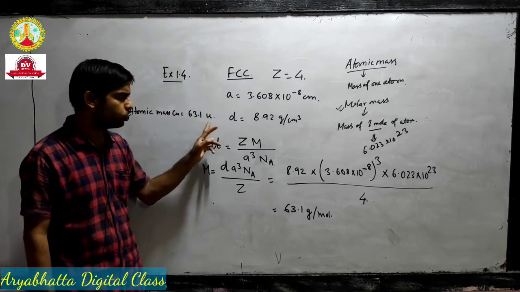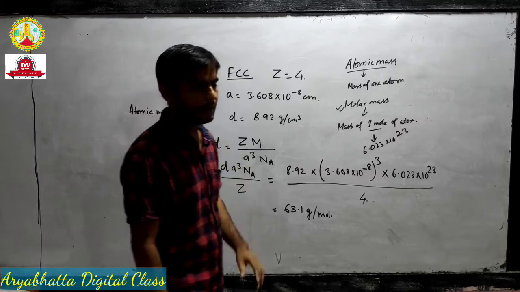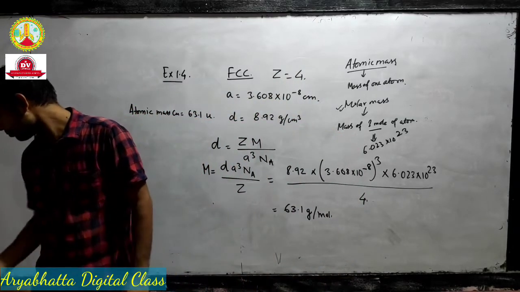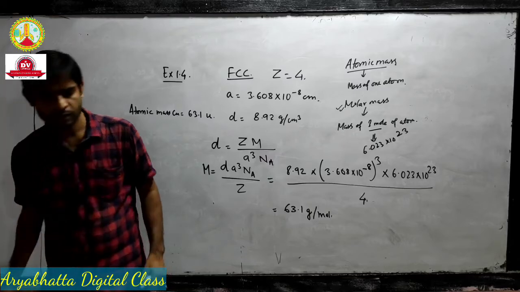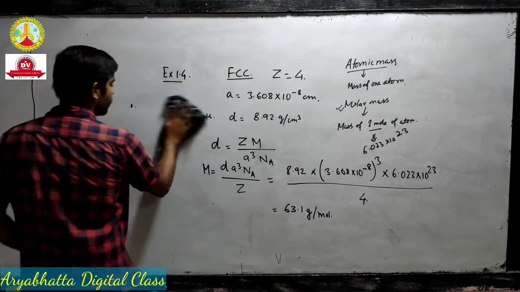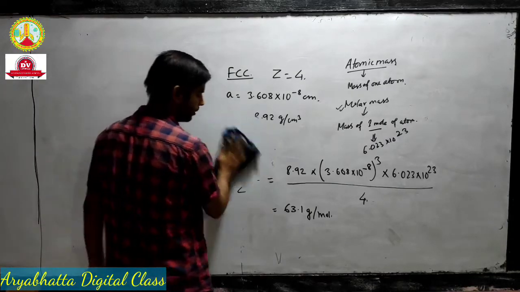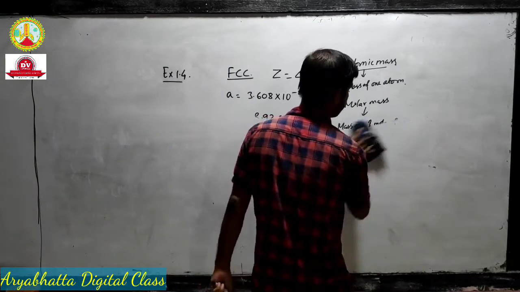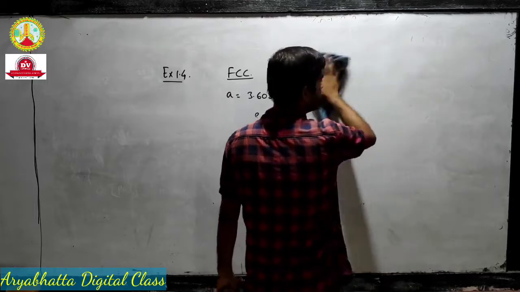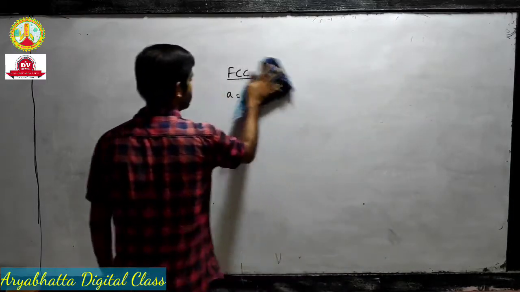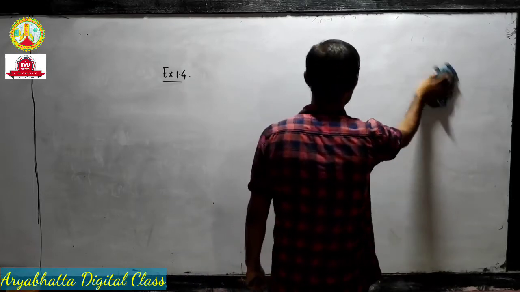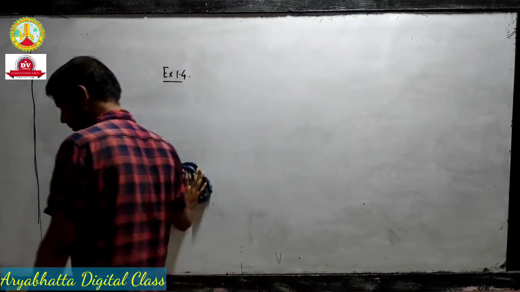Atomic mass, you can write U or you can write AMU, atomic mass units. You must have done some numericals related to this atomic mass unit and molar mass in class 11, chapter 1. You must have done those numericals, I am sure.